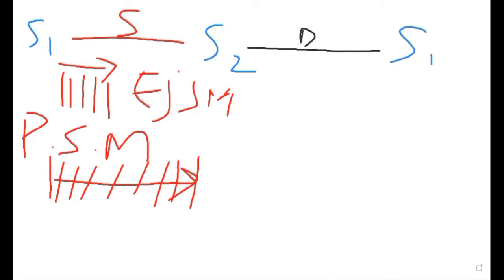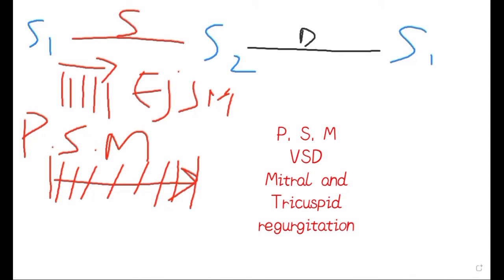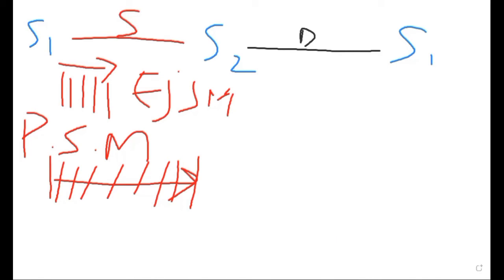So what are the differentials of this? The pansystolic murmur is due to mitral regurgitation, tricuspid regurgitation, or ventricular septal defect. These three are the differential diagnoses of the pansystolic murmur. Now come to the diastolic murmurs.